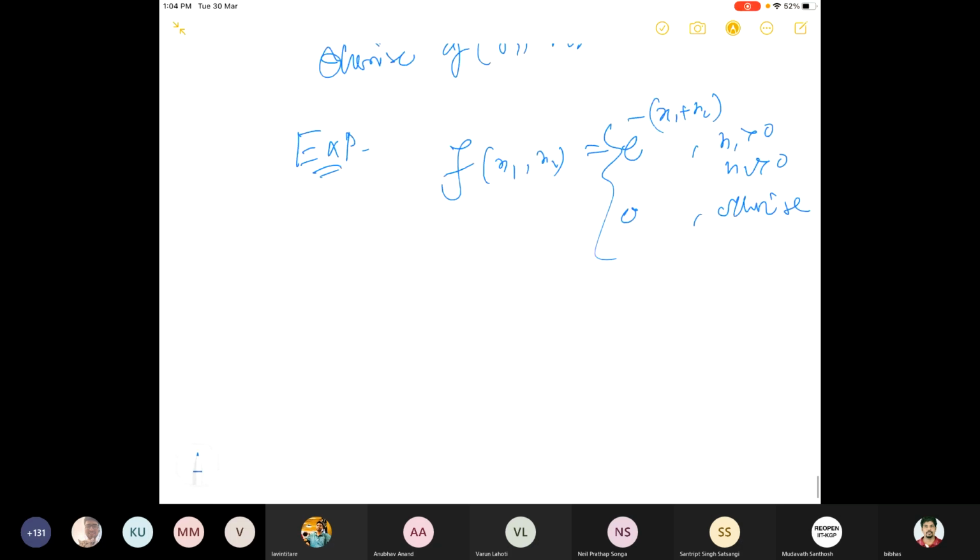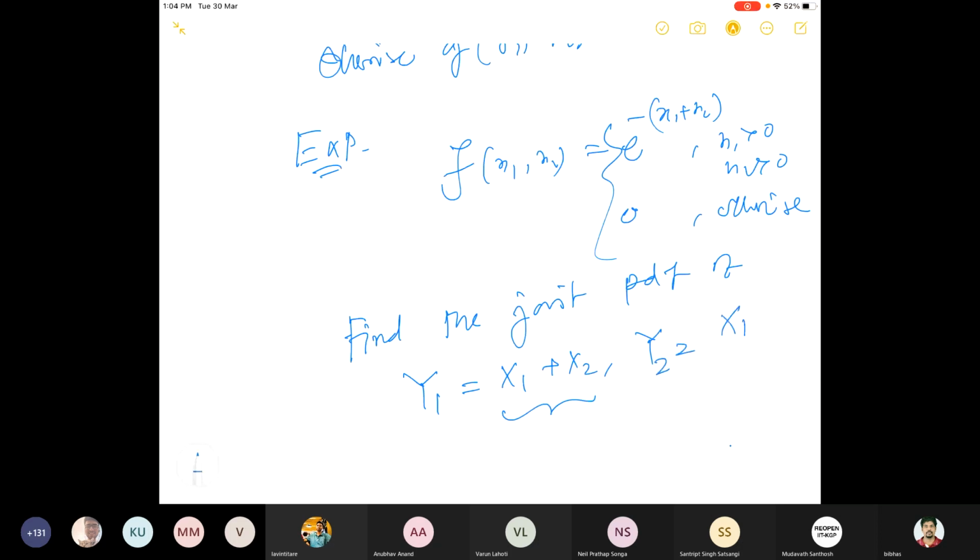This is the PDF, and the question is to find the joint PDF of, let's say, y1 and y2. Here y1 is x1 plus x2, so this is u1 of x1, x2, and y2 is, let's say, x1 by x1 plus x2.